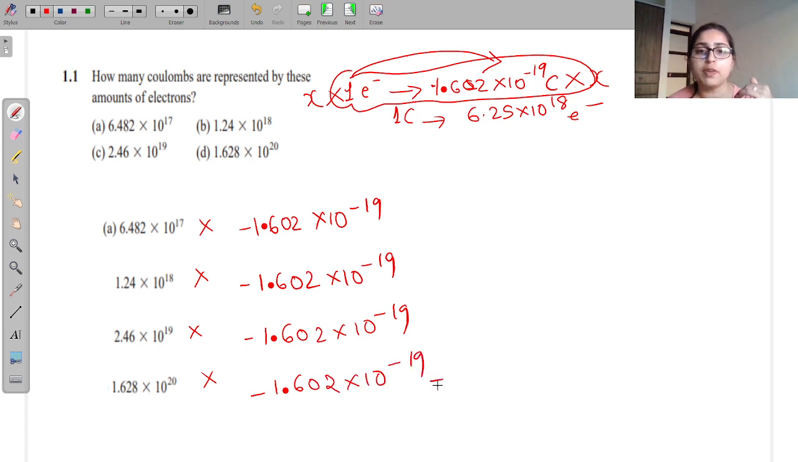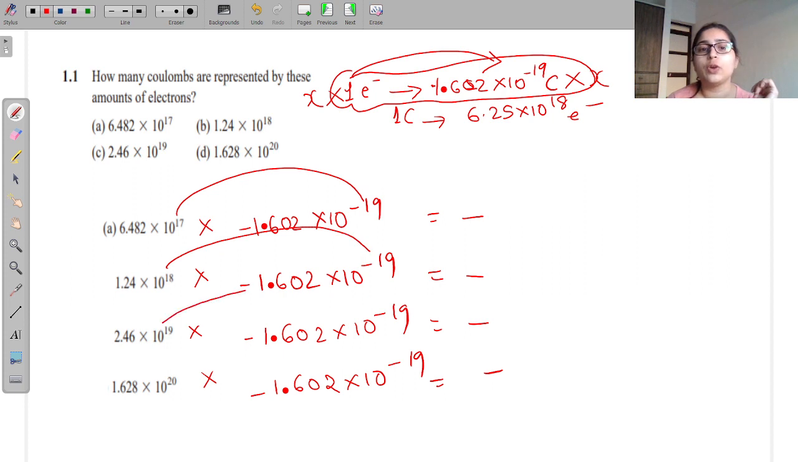So after simplifying this, you will be getting the answer in negative because it is in coulomb, which means electrons will be having negative charge. So 10 raised to minus 19, 10 raised to 17, first solve these two. Then you can use a calculator and you can multiply these two values and write down the answers here.